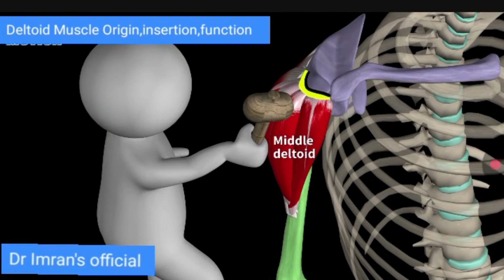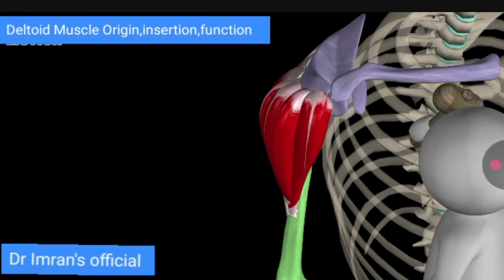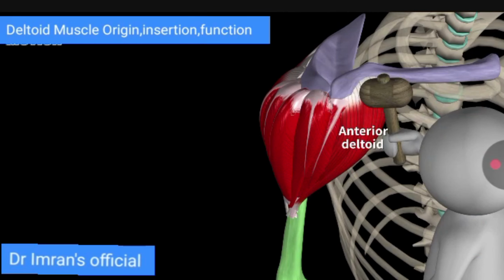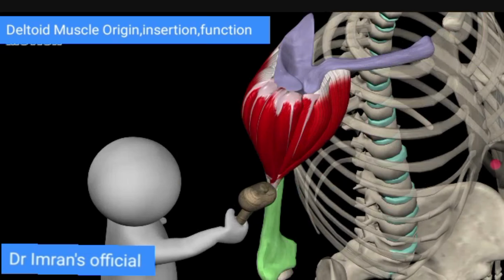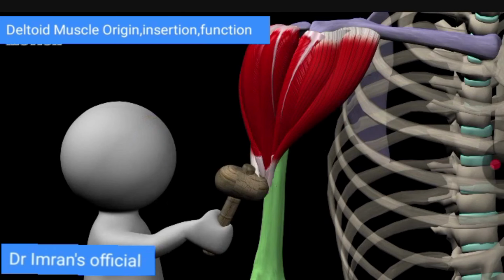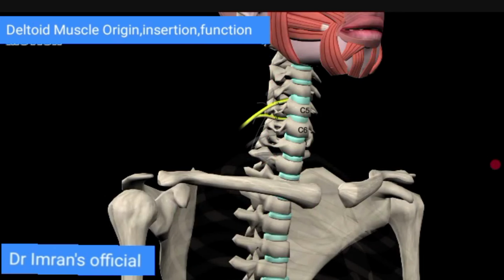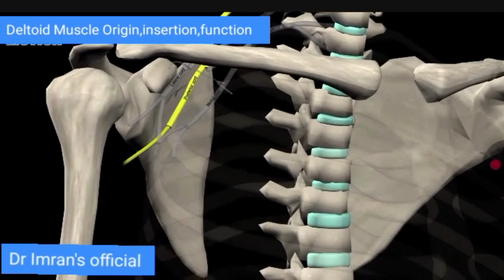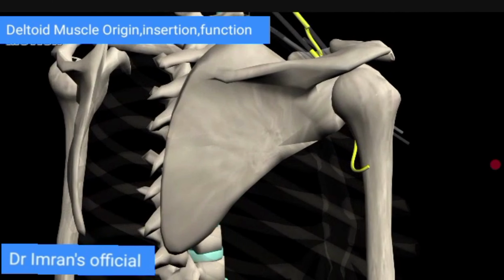Next, the middle deltoid originates from the acromion. Finally, the anterior deltoid originates from the lateral third of the clavicle. The deltoid inserts, distal attachment, at the deltoid tuberosity of the humerus. We can see that its innervation comes from the axillary nerve, C5-C6.